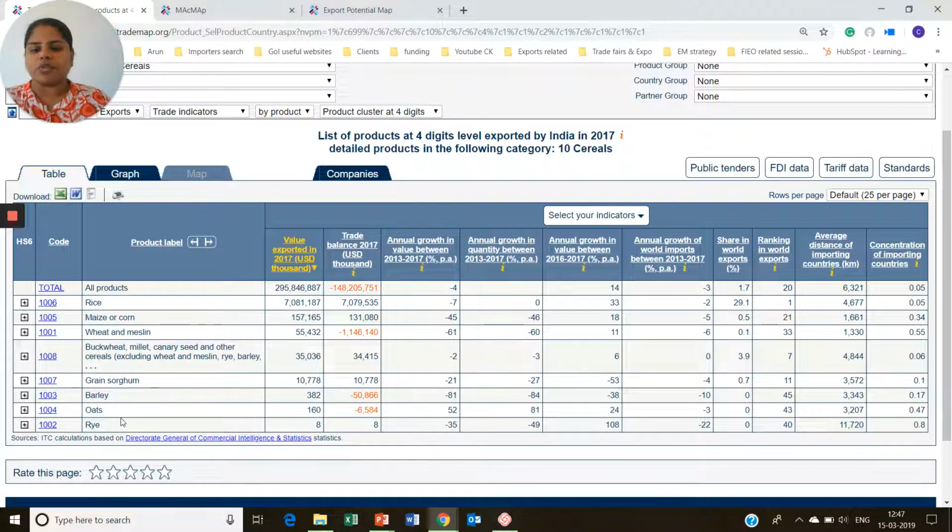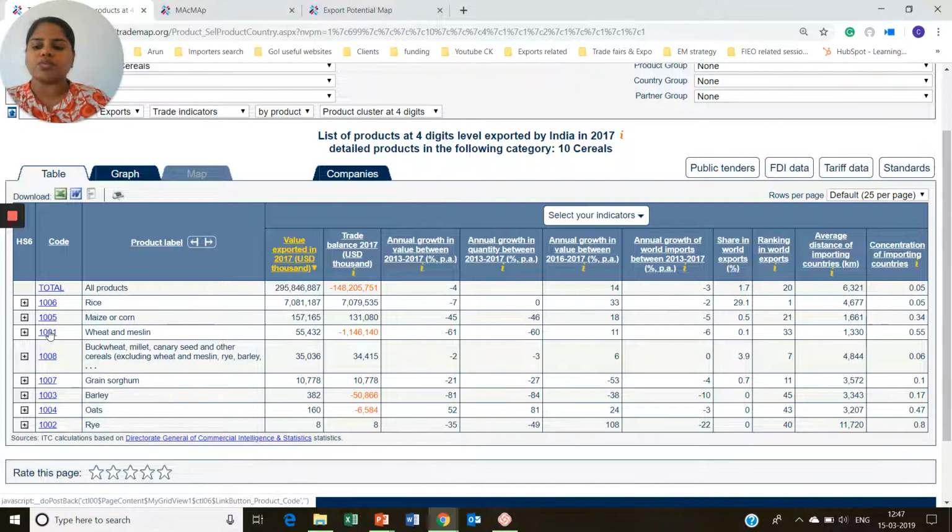of course, India is not an exporter of oats. So not a big exporter. So if you think, okay, I can go for rice, then again, you should have either a good investment or you should have a very good supplier base if you want to go for rice. So to be on the safer side, I think, okay, let me go for wheat and muslin.